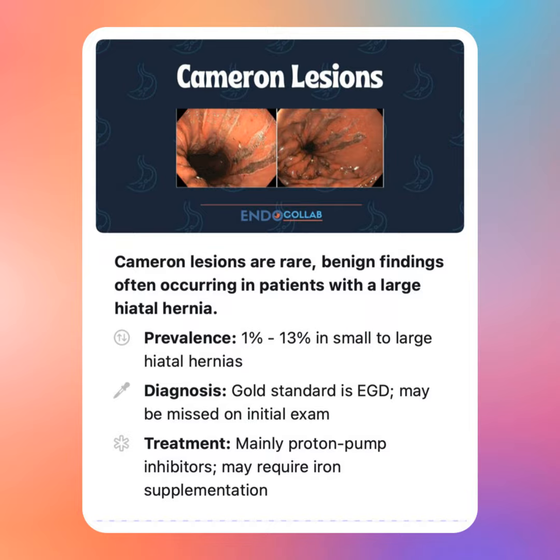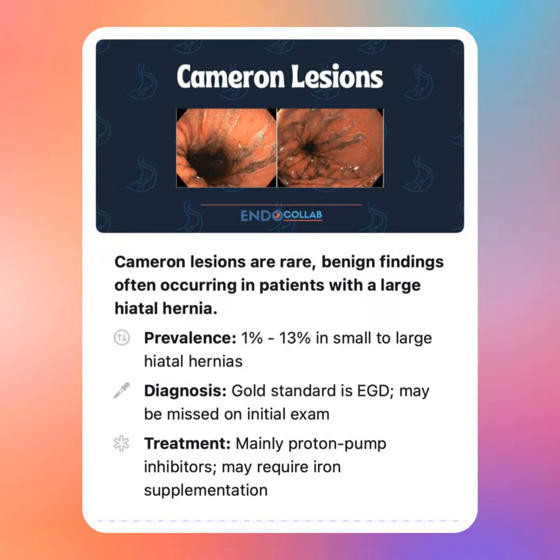But here's a challenge. They're often missed in initial EGDs, primarily because they can be very small and may not exhibit active bleeding. That's why special attention is needed when examining patients with hiatal hernias.